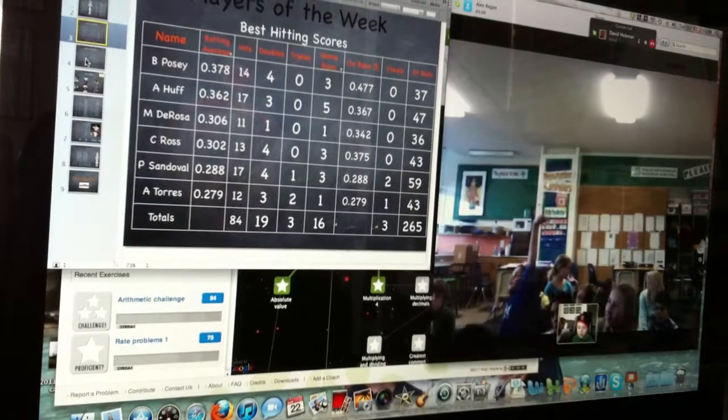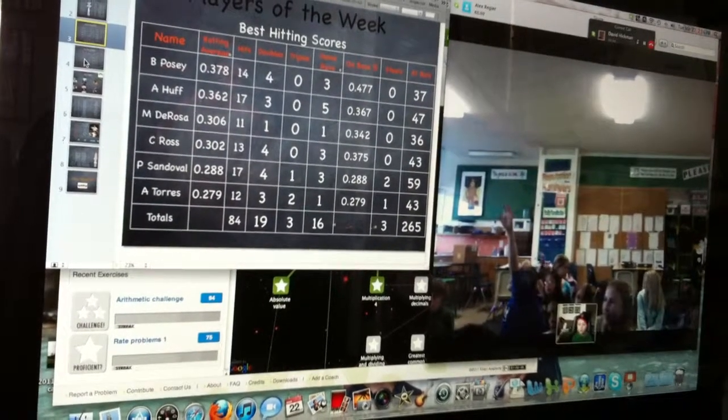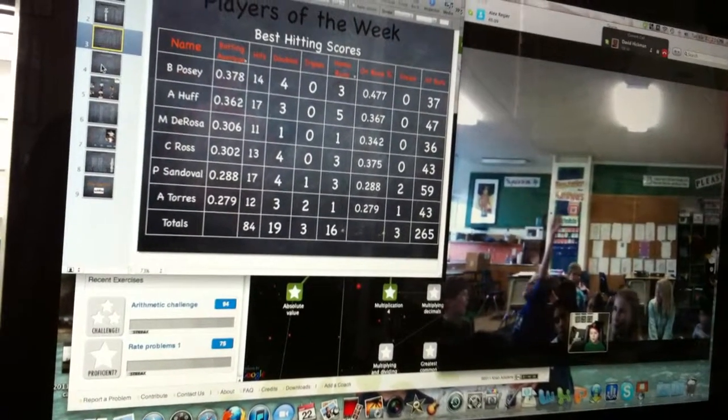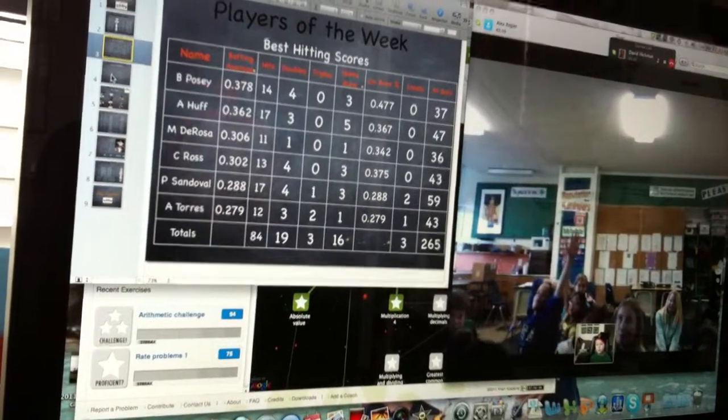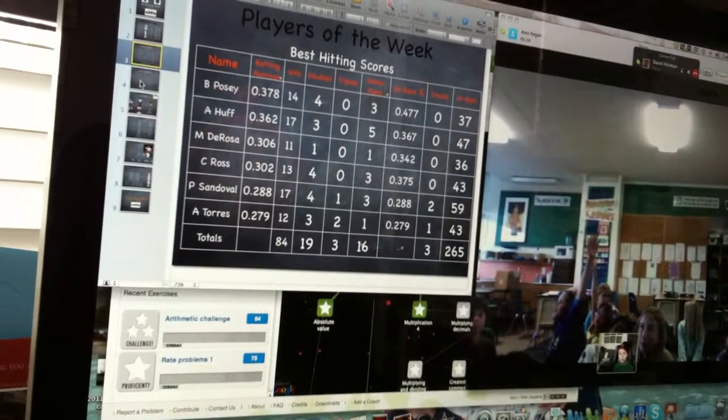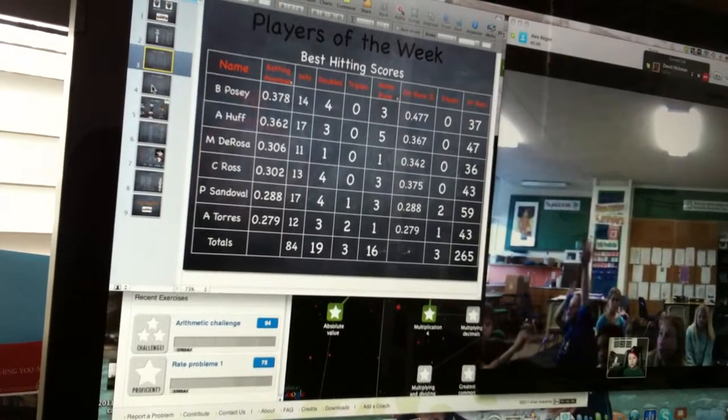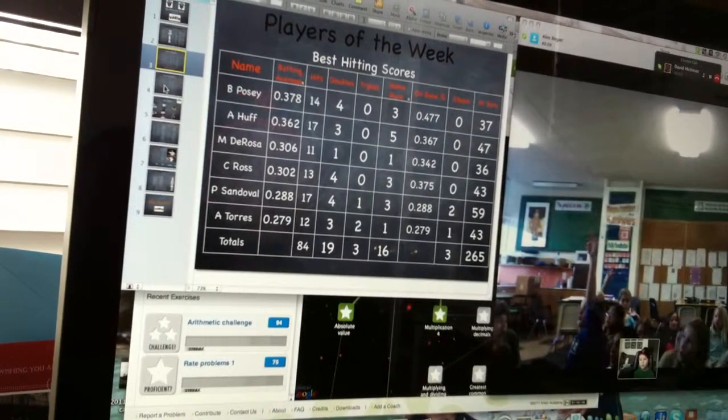So the higher that number is, the more often you're hitting. Which is why batting averages in the 300s are really good. That means about a third of the time you're getting a hit. Nobody hits all the time, right?